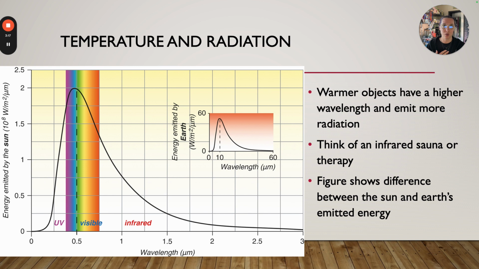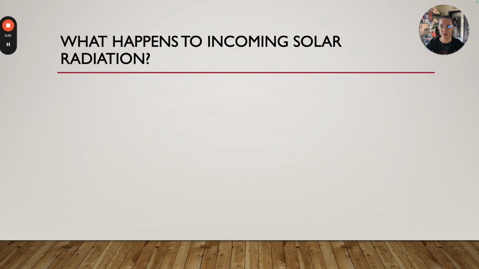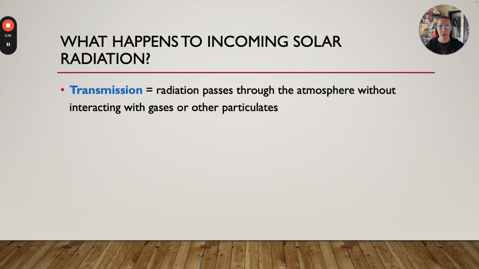So what happens to solar radiation as it comes through our atmosphere? There are basically four main ways that energy interacts with our atmosphere. I know this says incoming solar radiation, but I want to emphasize that this applies to both incoming and outgoing energy, as these bullet points will show. The first is transmission, where radiation or energy passes through the atmosphere without interacting with any gases or particulates. It puts on its blinders and says, don't talk to me, don't look at me, don't even breathe on me, I'm just going straight through the atmosphere to the surface of the earth.